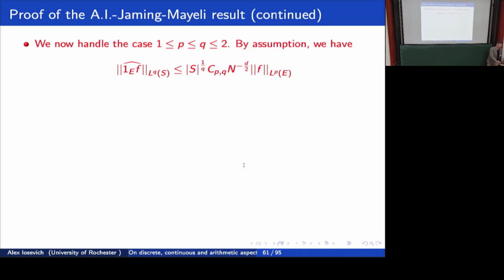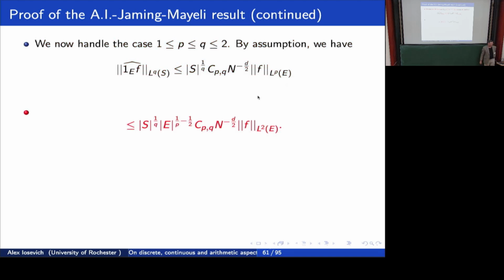All right. So now let's prove the result when P and Q are between 1 and 2. By assumption, once again, we have the LQ norm of 1_E F hat. Once again, we force F onto E by multiplying by the indicator function. We have to take out the size of S to the 1 over Q because it's a normalized LQ norm. And then C_PQ is the norm, n to the minus d over 2. This is just a factor in the definition of the restriction inequality. And then the LP of E norm of F.